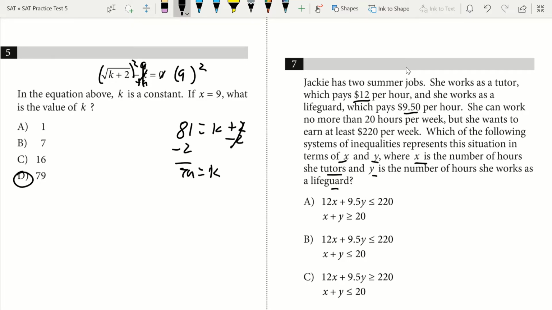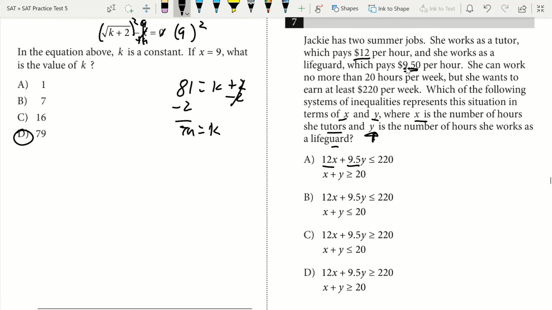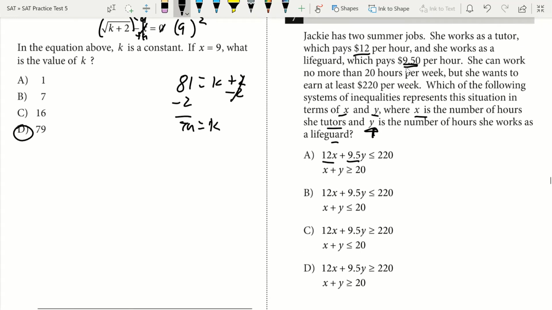Alright, well, when she works as a lifeguard, y is the number of hours she works there, and she makes $9.50 working as a lifeguard. So I'm going to have 12x because she earns $12 per hour working as a tutor, and x is the amount of hours she does tutoring. 12x plus 9.5y has to be greater than 220.